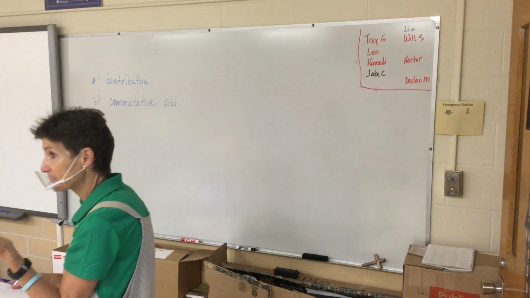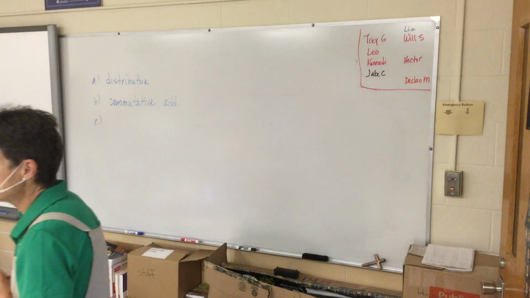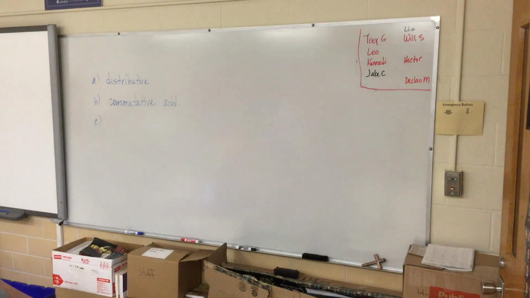Jamison? Commutative is when the order changes. So when I read the left side, it's 5xy. When I read the right side, it's xy5. The order changed. That's commutative. If you leave the order the same, but you change the parentheses, then it's associative.